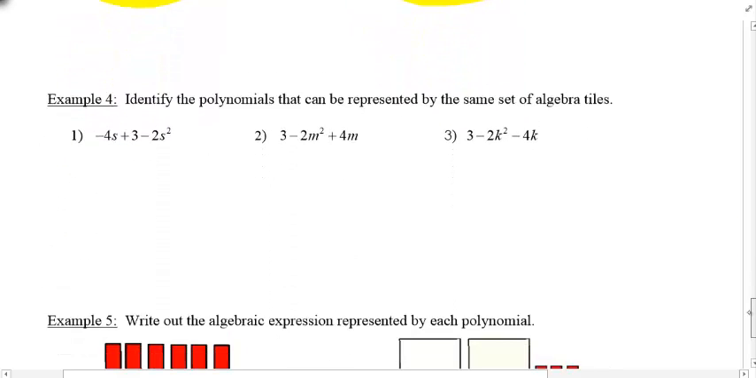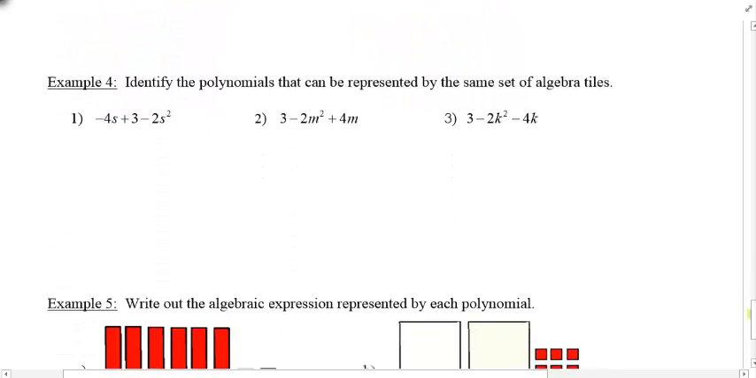Okay? So for example number 4 now, I want you to identify the polynomials that can be represented by the same set of algebra tiles. So questions 1, 2, and 3 here in example 4, I want you to draw them out and then tell me which 2 are represented by the same set of algebra tiles. The order could be different, but as long as the set's the same, we're good. Okay. So go ahead and try these on your own, and then you can tell me what the answer is afterwards.